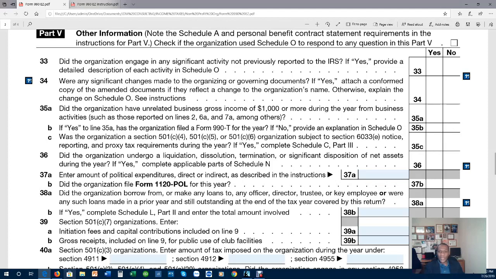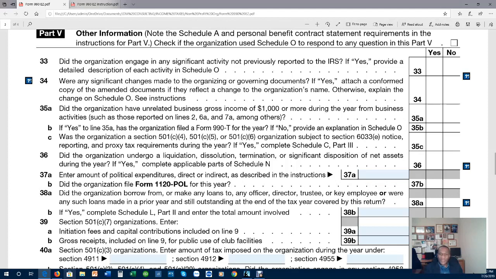And then, did the organization undergo a liquidation, dissolution, or termination, or significant disposition of net assets during the year? If yes, complete applicable parts of Schedule N. It says applicable parts, meaning that you don't have to complete everything on Schedule N, only those parts that are applicable to liquidation, dissolution, termination, or significant disposition of net assets. A significant disposition of net assets would be a substantial amount of assets involved during the year.